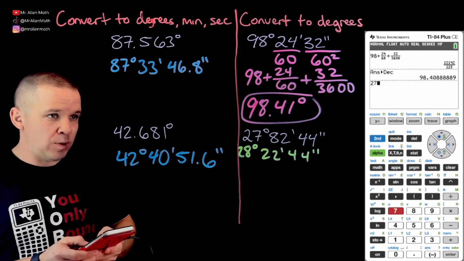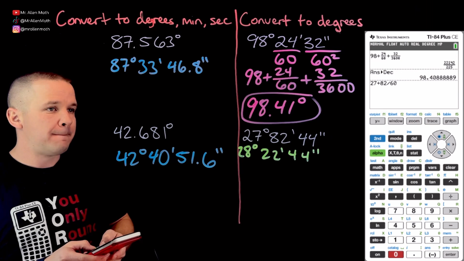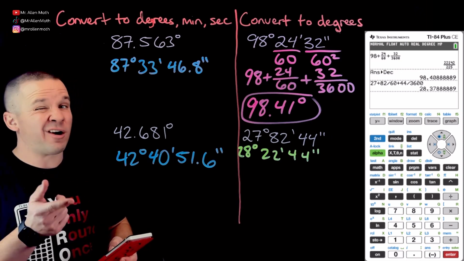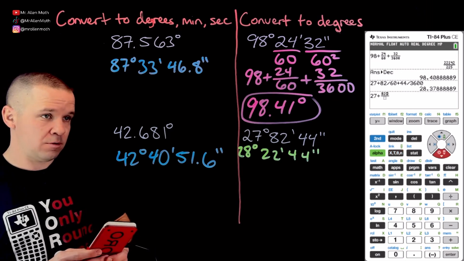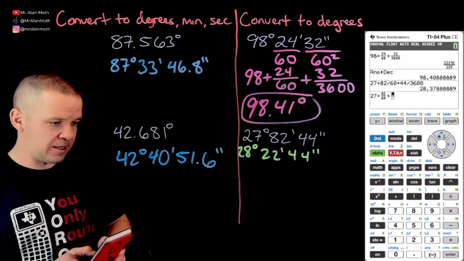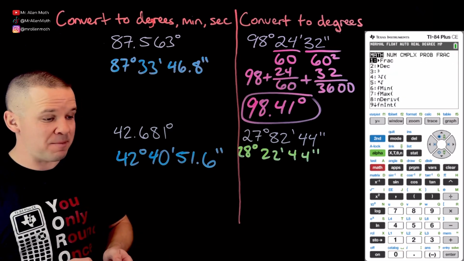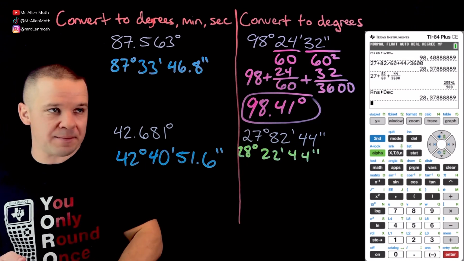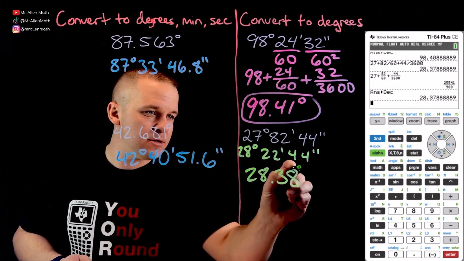So 27 plus, I'm just going to do 82 over 60 and not do the fraction, plus 44 over 3600. And that will go right to a decimal. Whereas if I did the 27 plus the fraction button, 82 over 60 plus 44 over 3600, see how I get the fraction there? And I have to hit the math decimal. It doesn't look as pretty typing it in with all the parentheses, but it does save you a little step. You get the same answer. It doesn't really matter. We get 28.378 degrees.